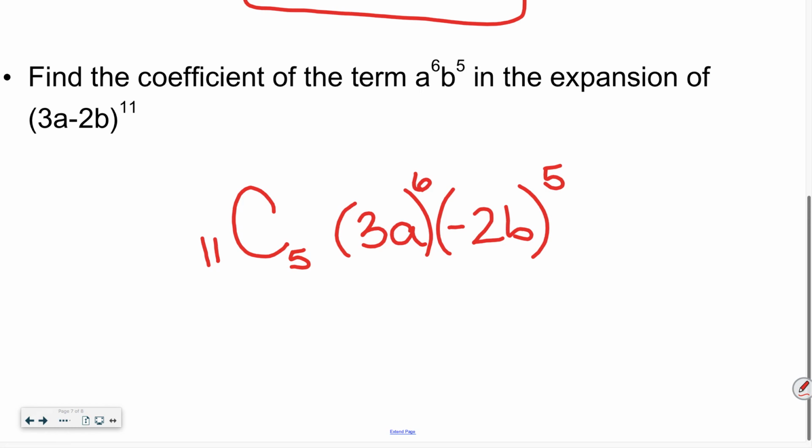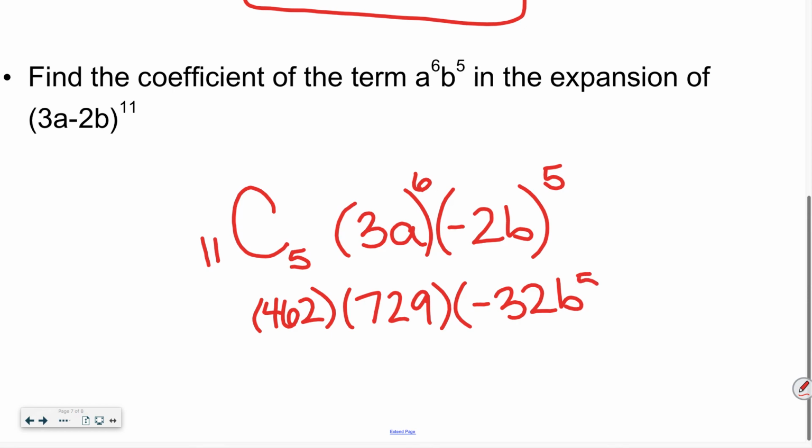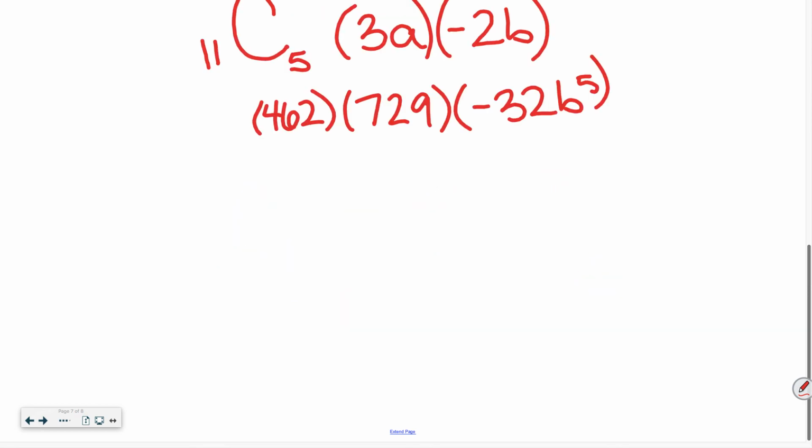All right, Max, what's 11 choose 5? 462. Okay. 3 to the 6th. And then negative 2 to the 5th would be negative 32. Wait, you forgot the a. Oh, there you go. Okay. So now what's 462 times 729 times negative 32?